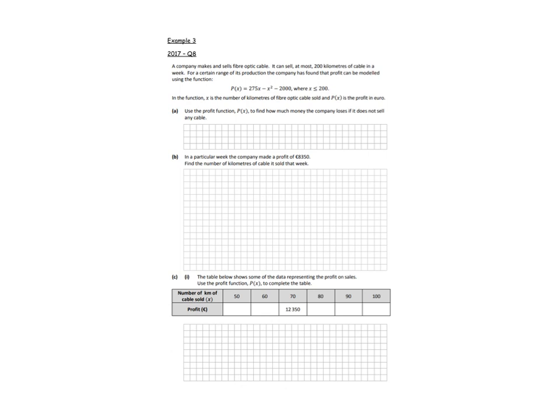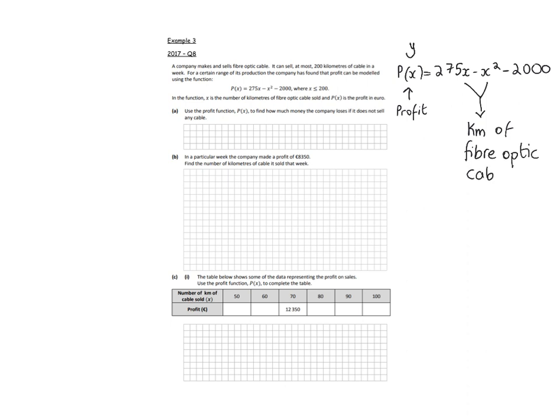So if we have a look here, we have the function P of x is equal to 275x minus x squared minus 2000. Now, P of x is the profit, and we know that that could also stand for y. And x here is going to be the number of kilometers of fiber optic cable sold. So at least we understand what is going on in the type of function that we have here.